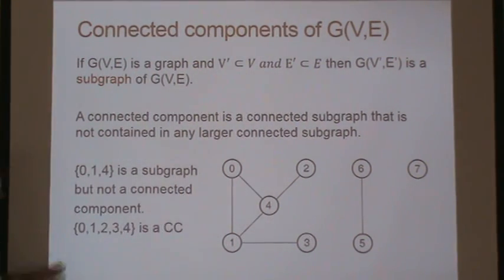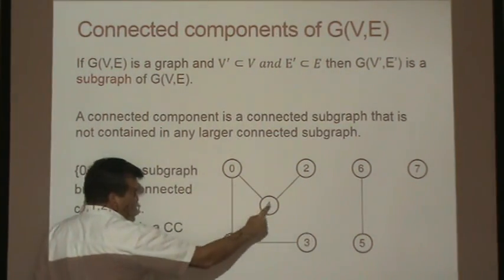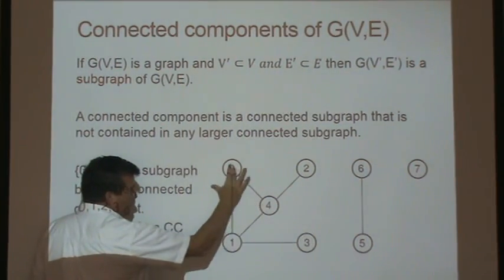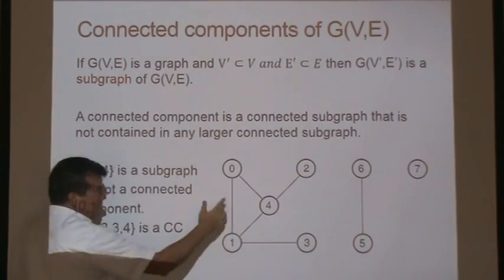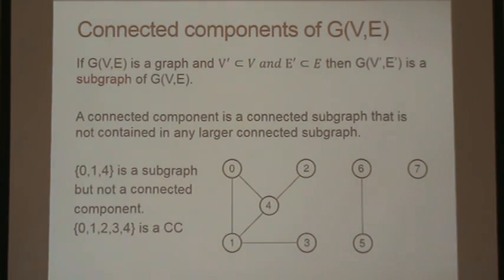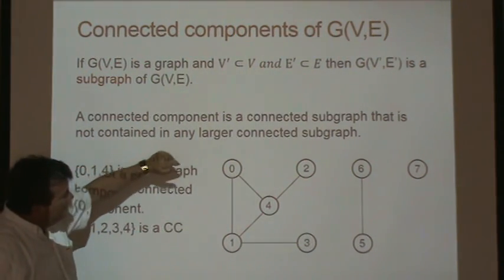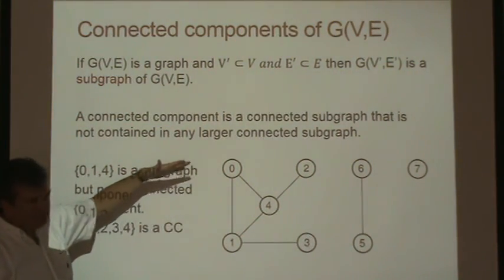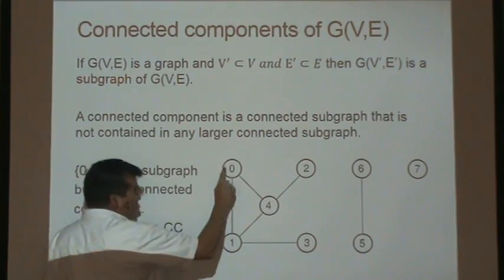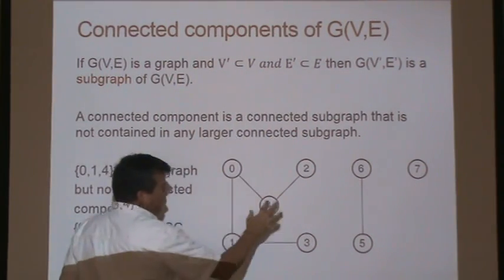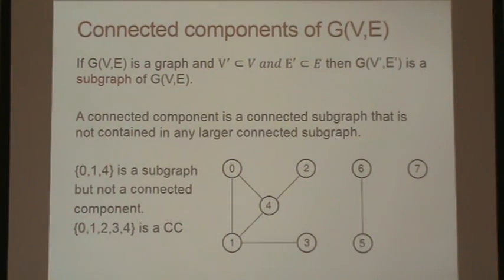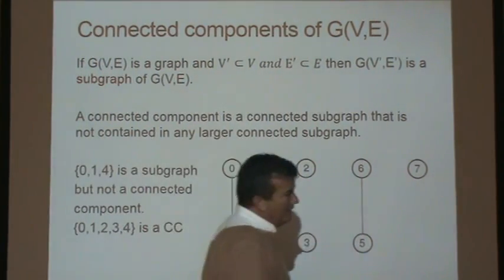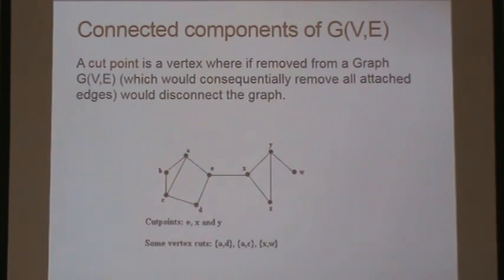Now, if you were to say, for example, 0, 1, and 4, we could see that 0, 1, and 4 are connected to each other. But we wouldn't call this a connected component. We can consider that a subgraph of the overall graph, but it's not a connected component. The definition of a connected component is a connected subgraph that is not contained in any larger subgraph. So 0, 1, and 4 is contained inside 0, 1, 2, 3, and 4. So it's a subgraph, but it's not a connected component. Okay.